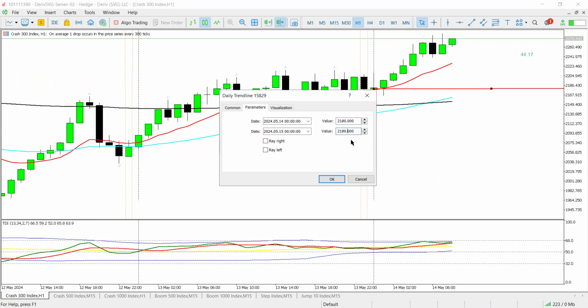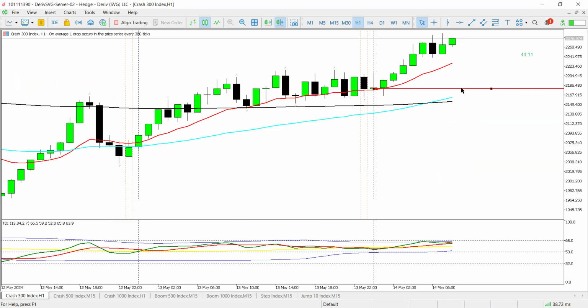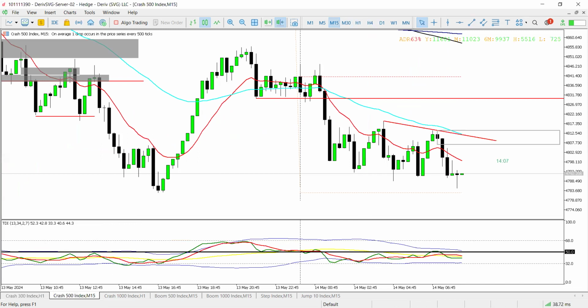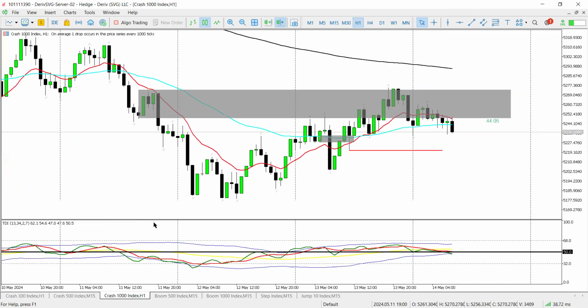If price comes below 2180, it means the daily candle will be bearish, so we can look for a short-term sell. But for now, we are bullish. So on C3, I've got nothing. C5, we are stalking. C1000, okay, let's look at this, because I've been thinking this wants to go up.